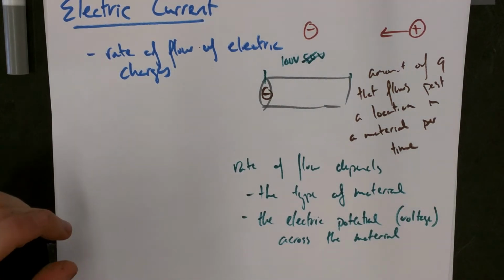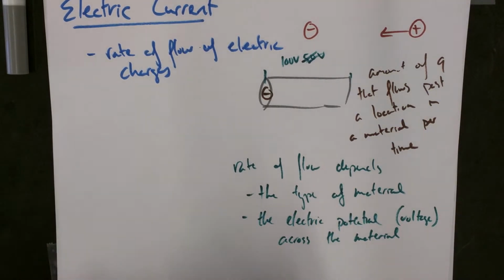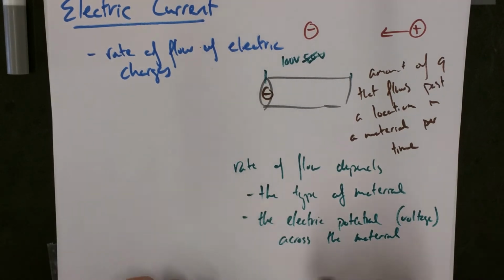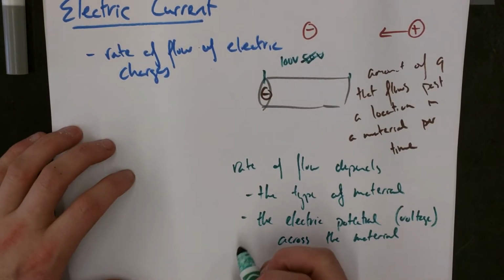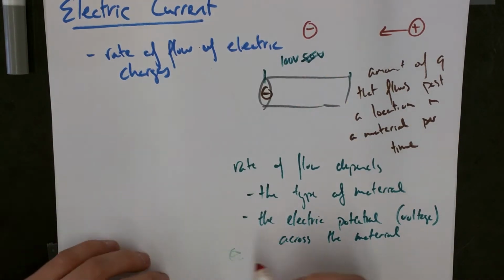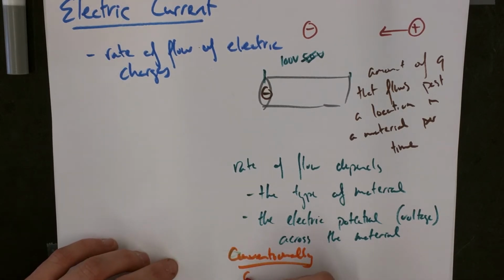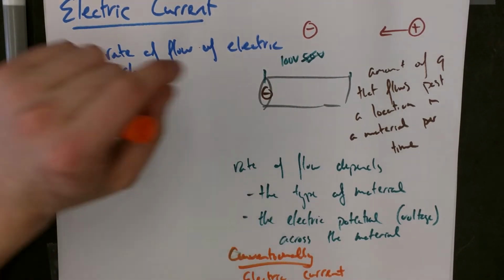Now, conventionally speaking, we typically look at positive charge because of this guy named Benjamin Franklin. Oh, that one's dead. Conventionally speaking, electric current is typically defined as positive charges moving.